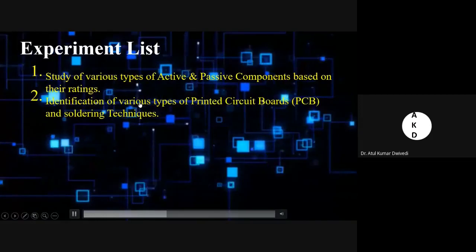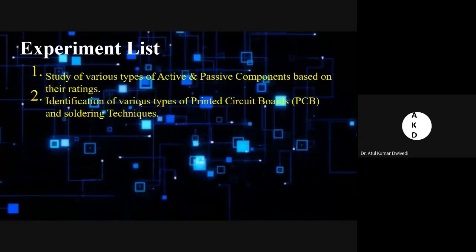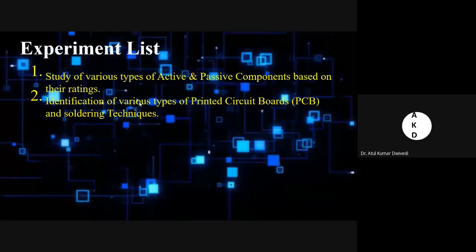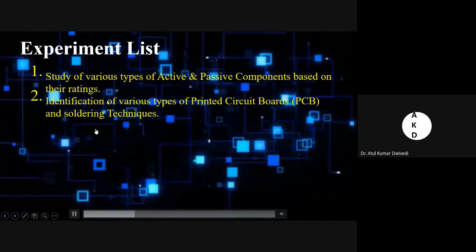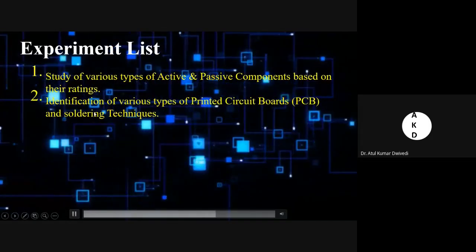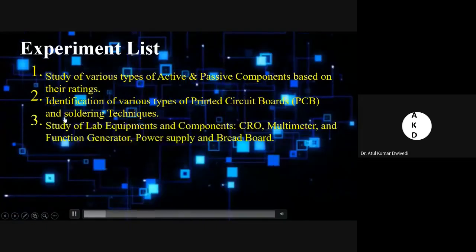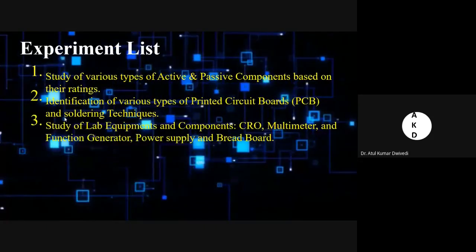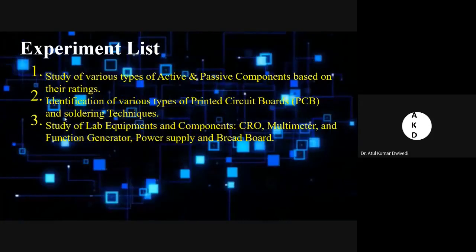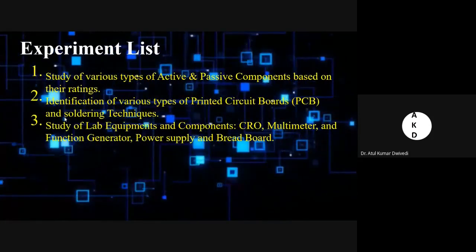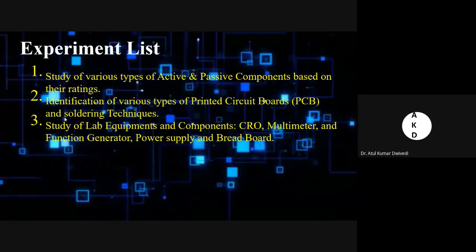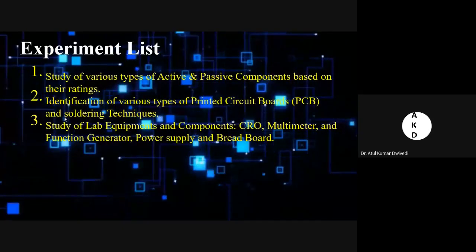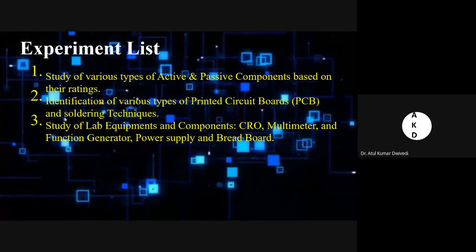And the second experiment is identification of various types of printed circuit boards and soldering techniques. These two are theoretical kind of experiments, so you have to study these two. And the third experiment is study of lab equipment like CRO, multimeter, function generator, power supply, and breadboard. Okay, so this involves a visit to the lab.